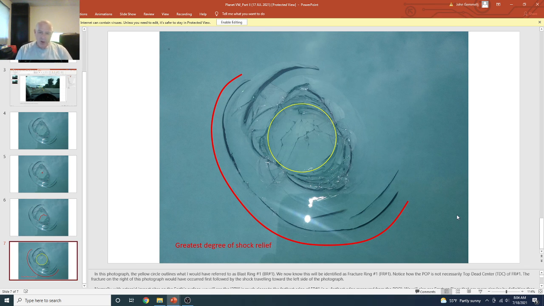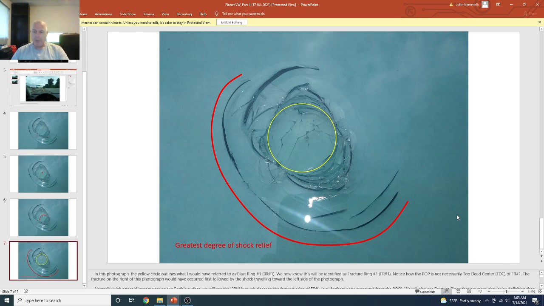We now know this will be identified as fracture ring number 1 because it didn't have a blast. It didn't explode in my face. Thank God it didn't explode in my face. Not that I haven't had things explode in my face before. So it's fracture ring number 1.